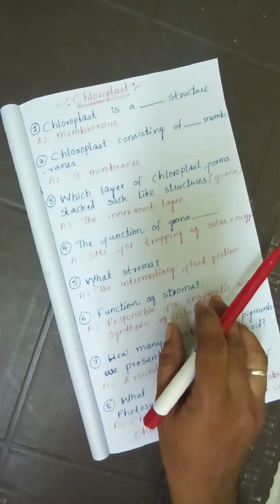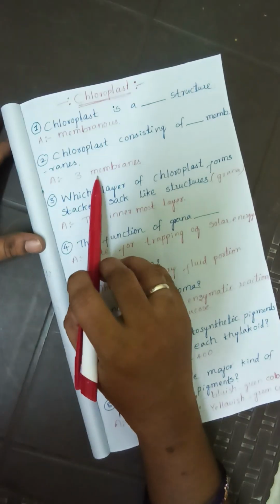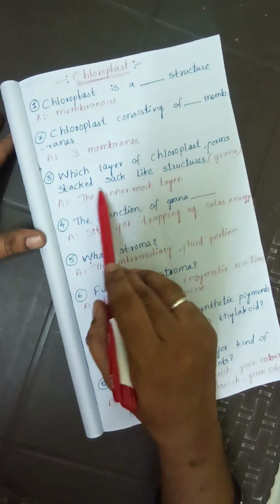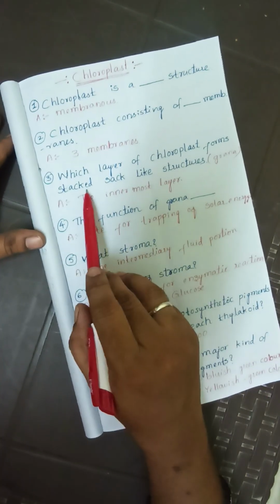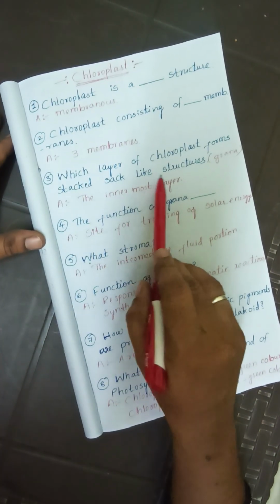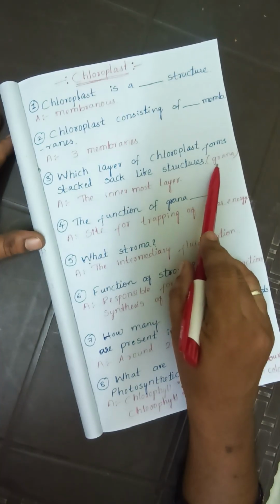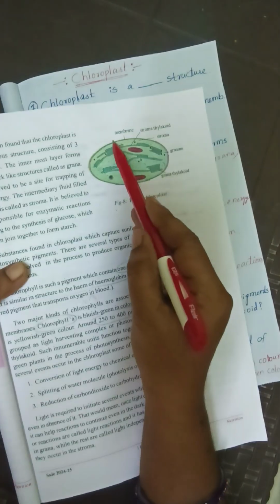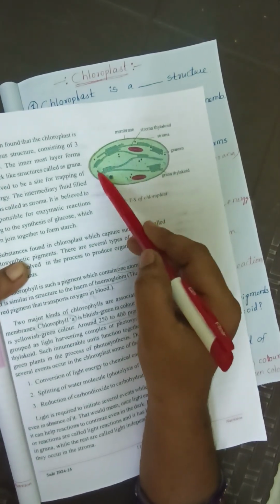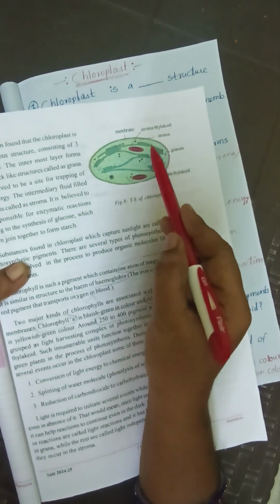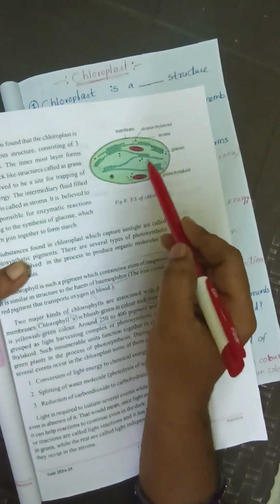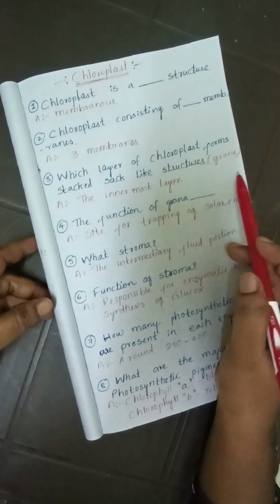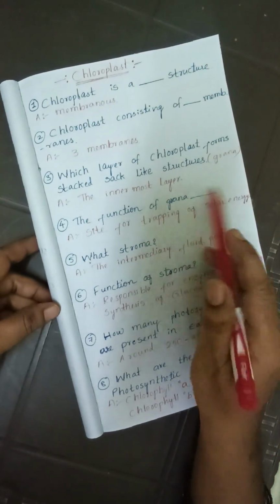How many membranes are there in the chloroplast? In total, 3 membranes. And which layer of the chloroplast forms stacked sac-like structures? Here, stacked sac-like structures are nothing but grana. So these areas, one, two, are groups of thylakoids. This group of thylakoids is known as the grana, and the grana is formed by the innermost layer.